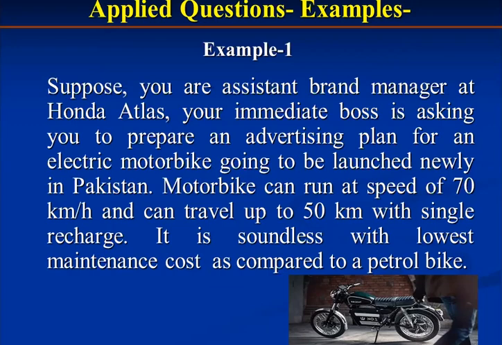And the salient features of electric motorbike that's given, that can run up to 70 kilometers per hour. It's the speed of the motorbike, and it can travel up to 50 kilometers with a single recharge. Once you have charged the battery of electric motorbike, it can travel you up to 50 kilometers, right? It is soundless, right? And its maintenance cost is very low as compared to the petrol bike. So the main features are given, and the scenario or the context or situation or circumstances of the product that's been given to you, and you are demanded to develop an advertising plan for this.